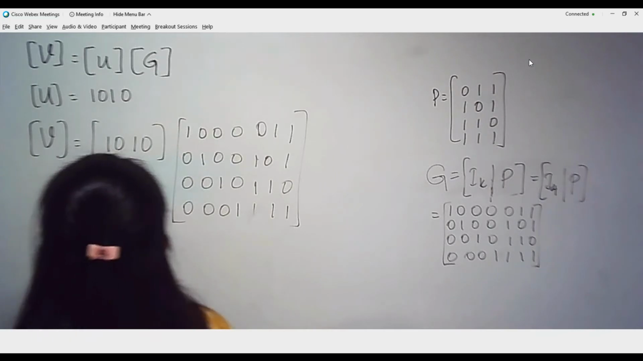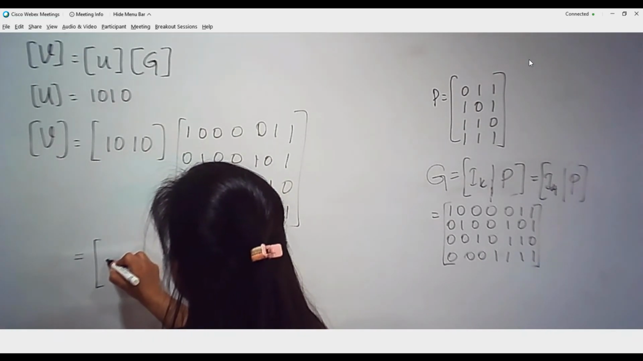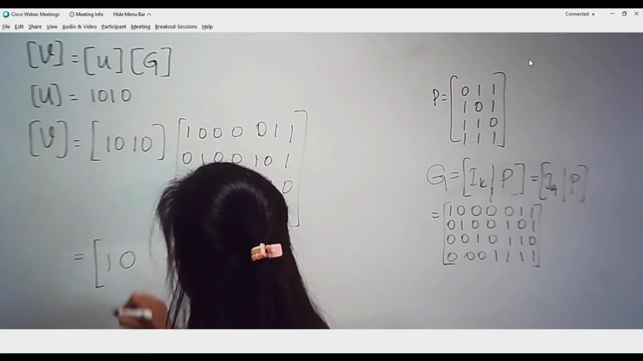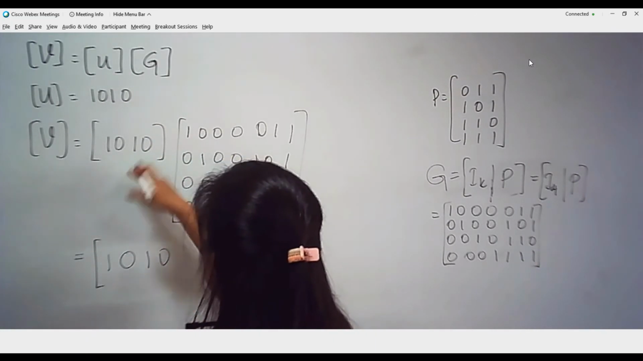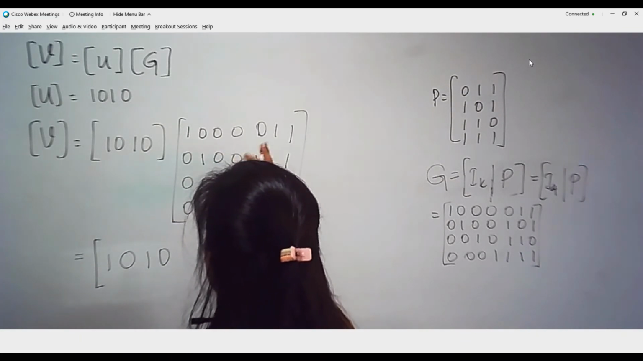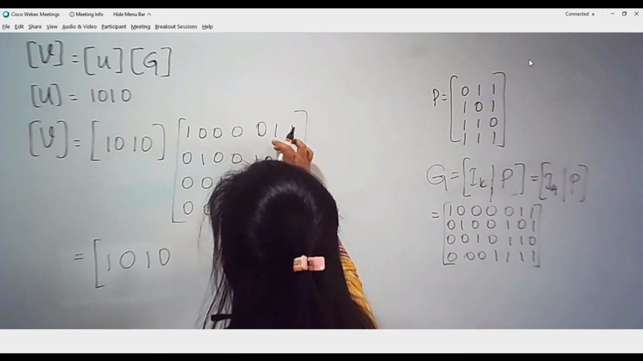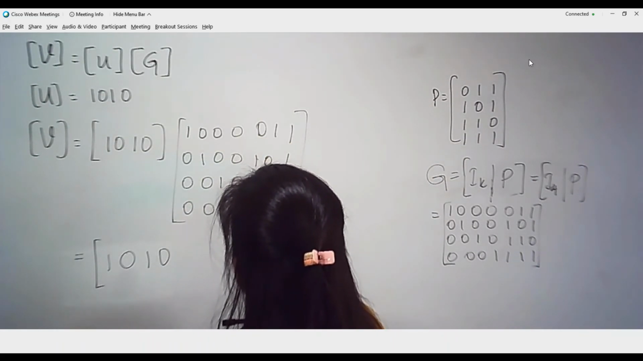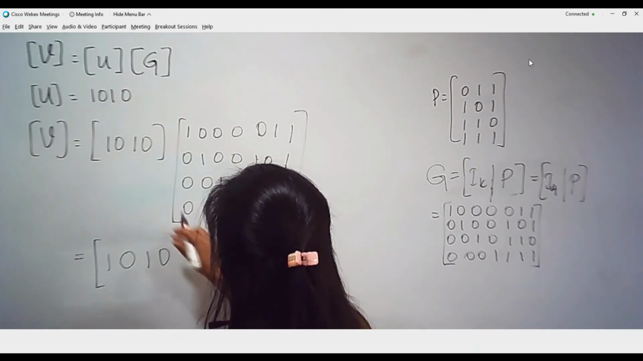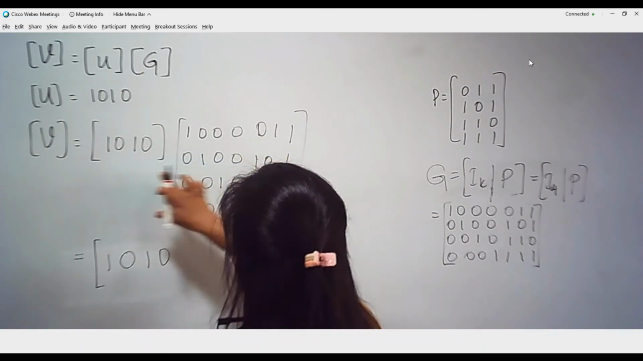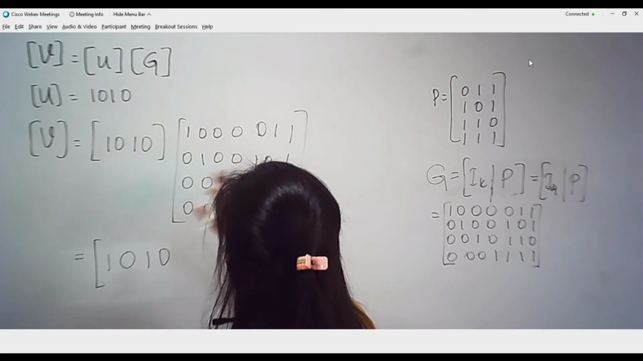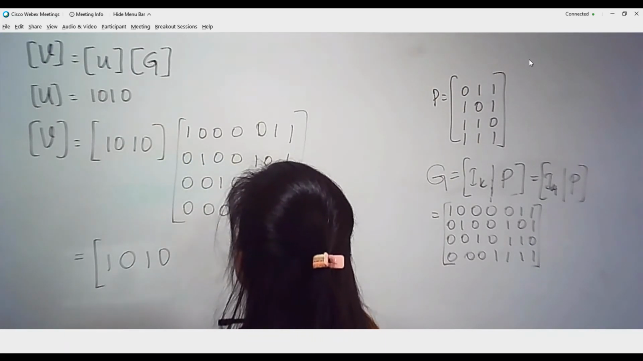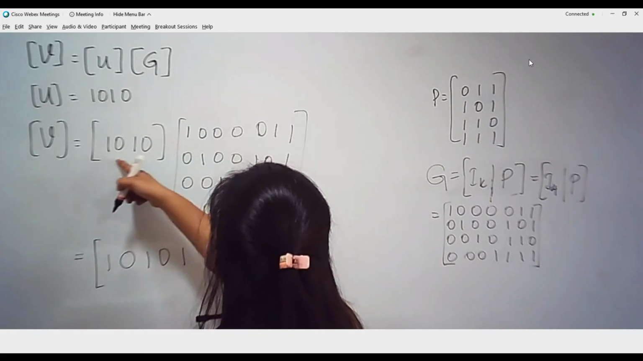The code word that you have: check again. It is 1 followed by 0, 1 0. The first part is anyway the message itself, so it will remain the same. Coming to the parity bits only, it will change. So it is adding the first and the third row. 0 plus 1. 1 into 0 is 0, 0 into 1 is 0, 1 into 1 is 1, 0 into 1 is 0. So it is 1.